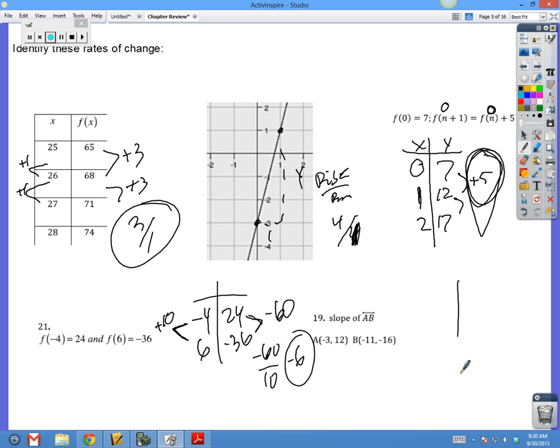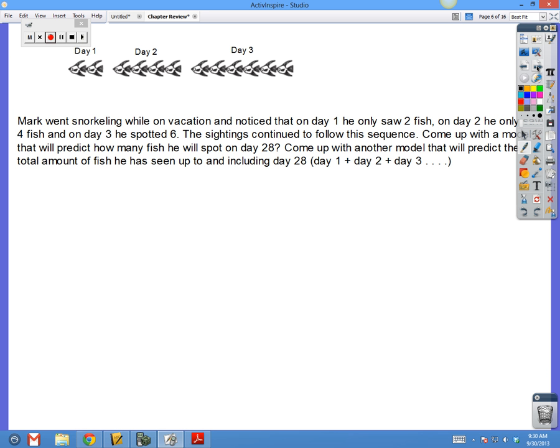19 is the exact same thing. Negative 3 gives you a 12. Negative 11 gives you negative 16. Do it the exact same way we did right here. Okay, let's go over.